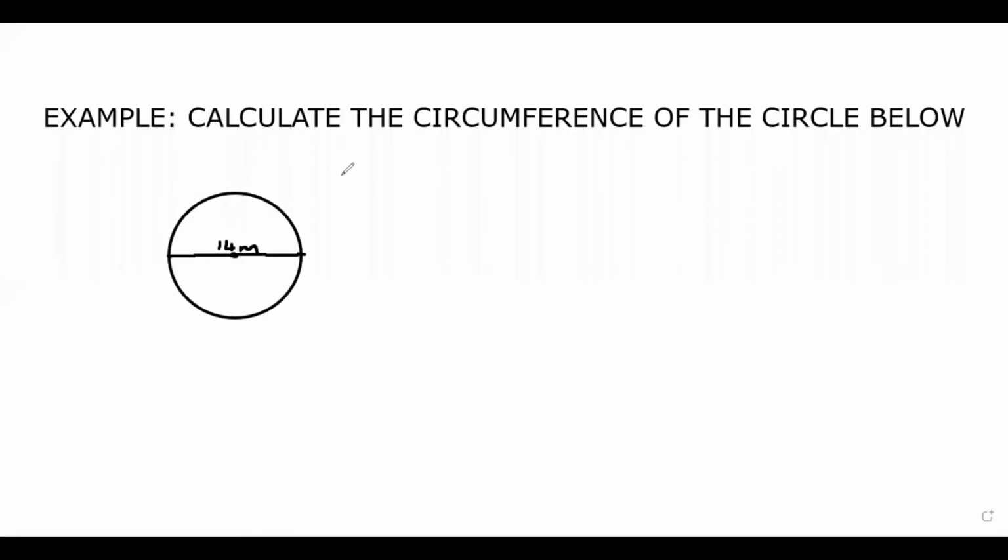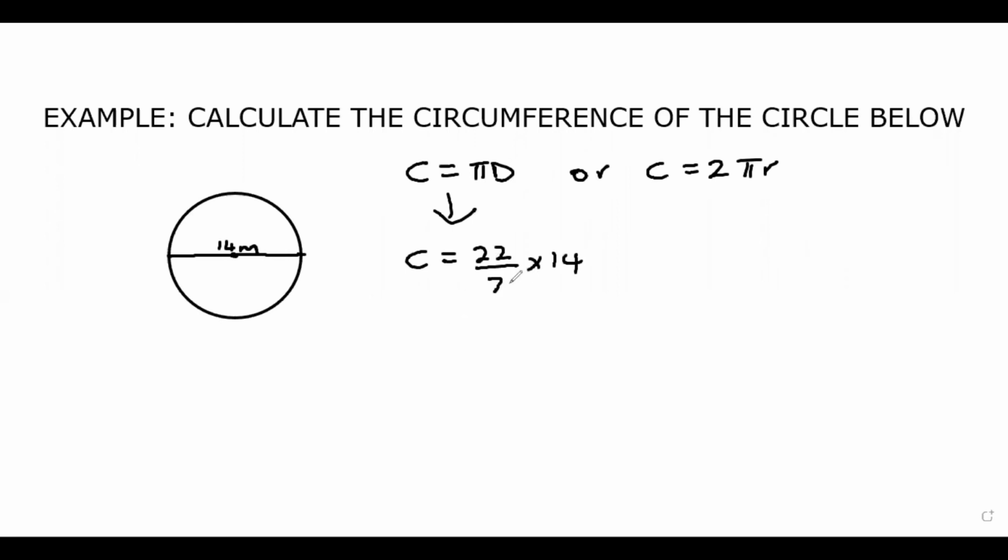So let's say we want to calculate the circumference of the circle below. So here the diameter would be 14. So we could use a formula that says C is equal to pi d. We could also use a formula that says C is equal to 2 pi r, where we could divide the 14 by 2 to get the radius, which would be 7. But let's use this one. So that would be C is equal to pi, 22 over 7, times 14. So that's 7 into 14, 2, so that will give you 44 meters.